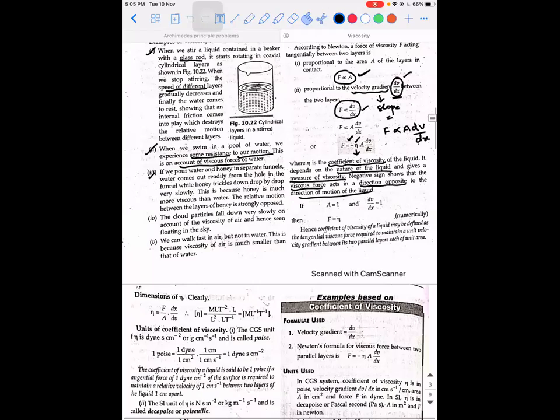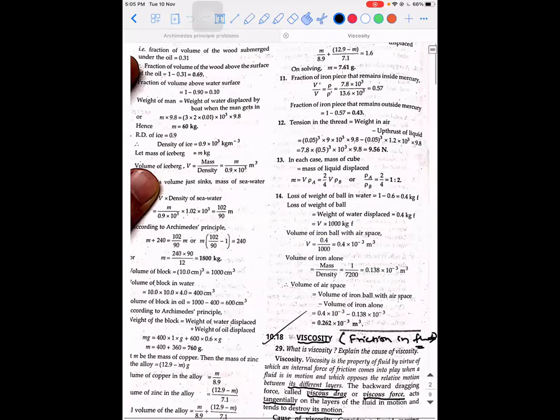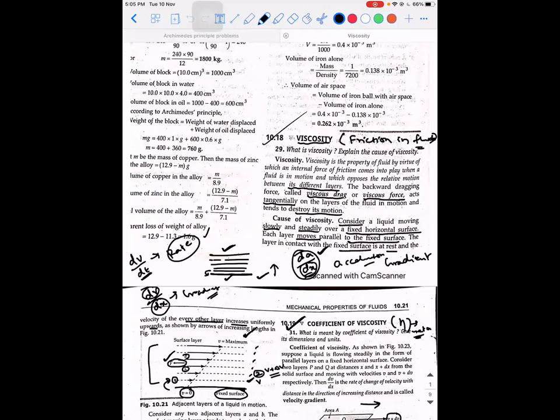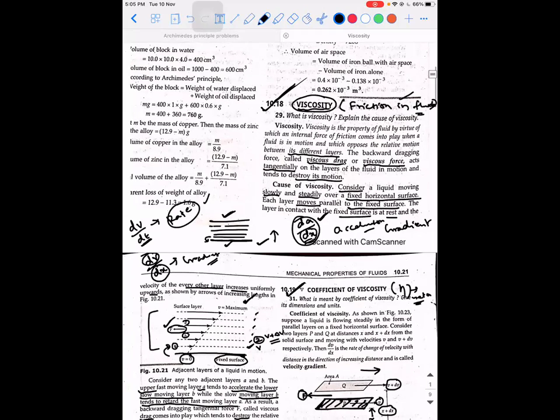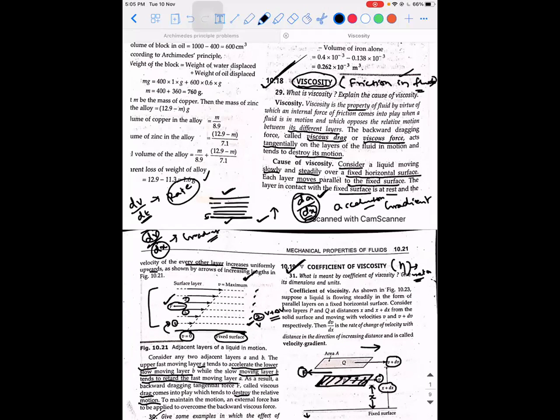So yesterday we were discussing the second part of fluid mechanics, that is, a concept called viscosity, the friction in fluids. Yesterday we saw what viscosity means. Viscosity is the property of a fluid by virtue of which an internal force of friction comes into play when the fluid is in motion and which opposes the relative motion between its different layers.